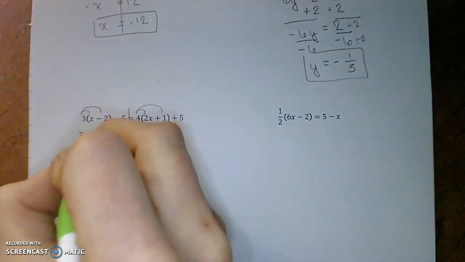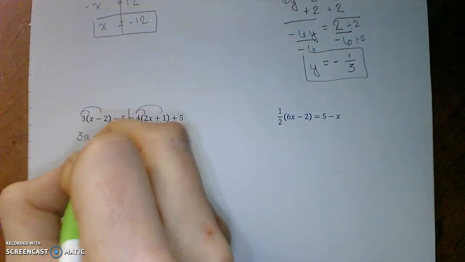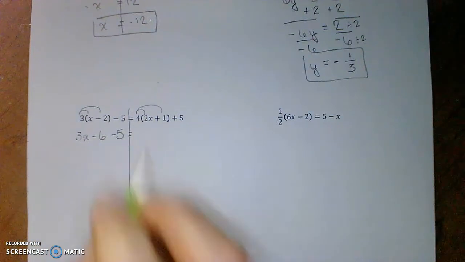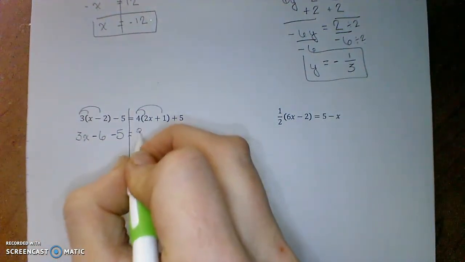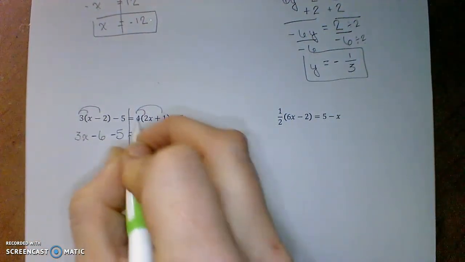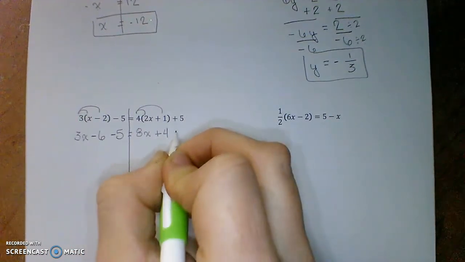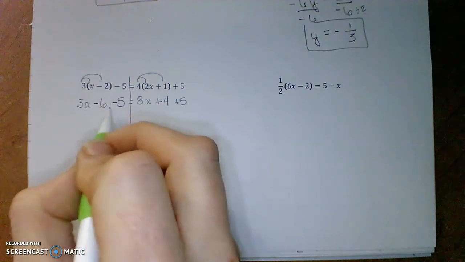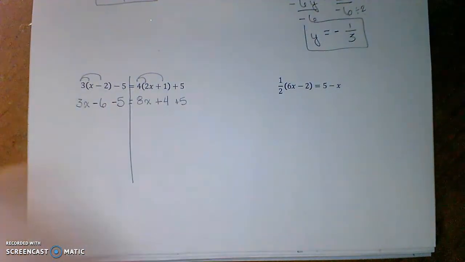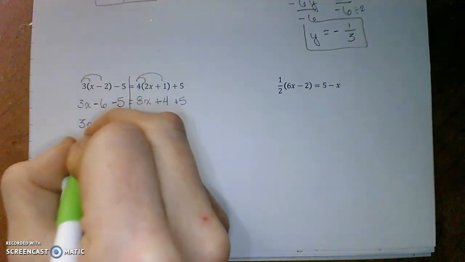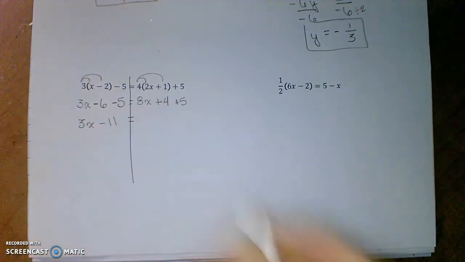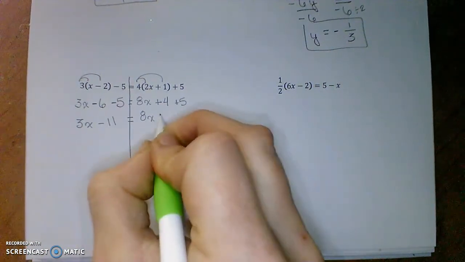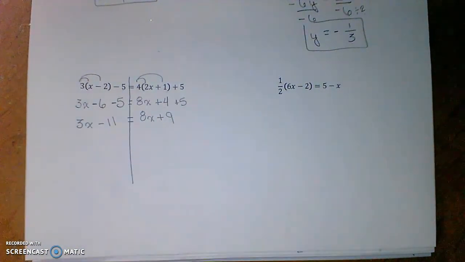3 times x is 3x. 3 times minus 2 is minus 6. Minus 5 equals, and on the right hand side, 4 times 2x is 8x, plus 4 times 1 is 4, then I have the plus 5. I can simplify further. Minus 6 minus 5 is minus 11. So I've got 3x minus 11 equals 8x, plus 4 plus 5 is plus 9.